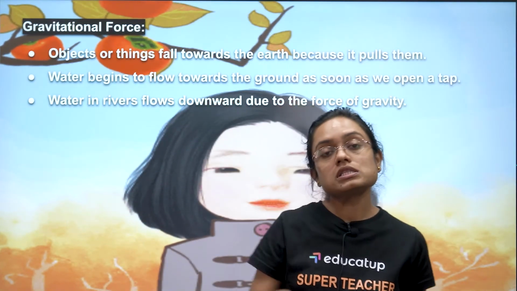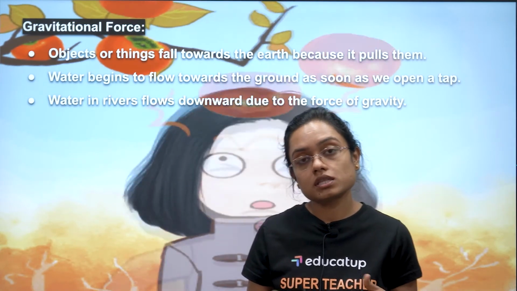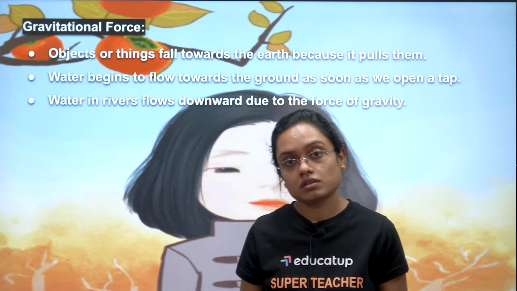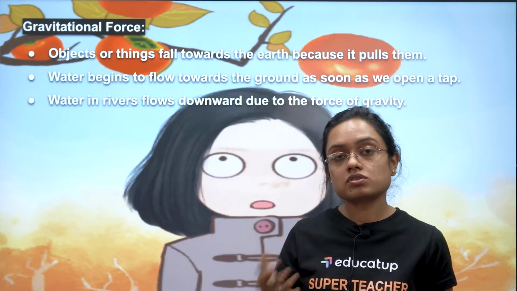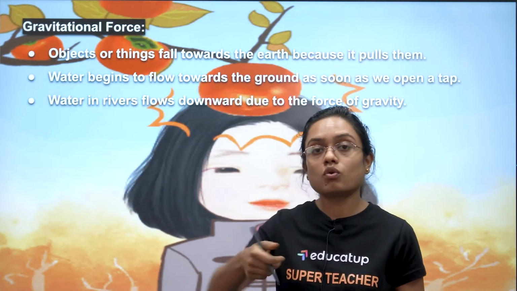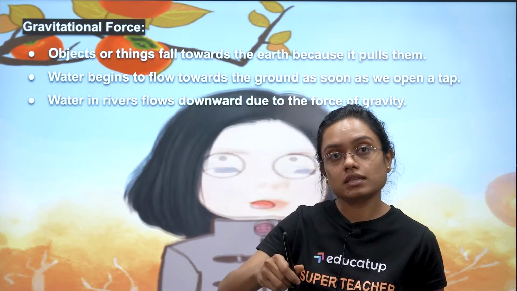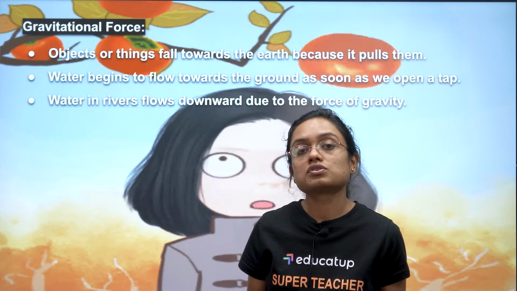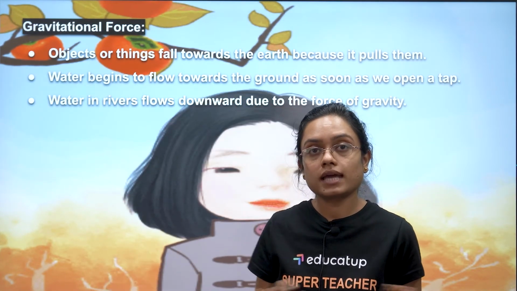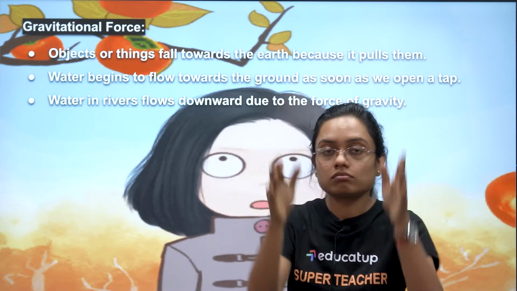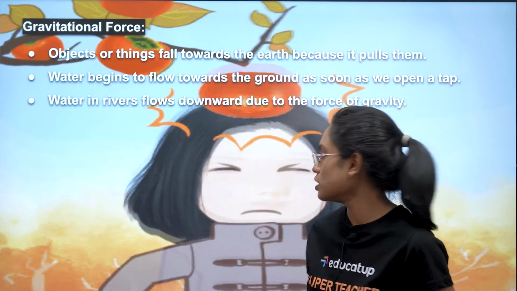Let's move ahead. Gravitational force, again a non-contact force. An apple falls from a tree towards the earth because of the gravitational force of the earth. River water flows because of the gravitational force of the earth. You open the tap and water comes down like this due to the gravitational force of the earth. No contact, कोई contact नहीं है दो objects के बीच में, फिर भी ऑब्जेक्ट नीचे की तरफ मूव कर रहा है.